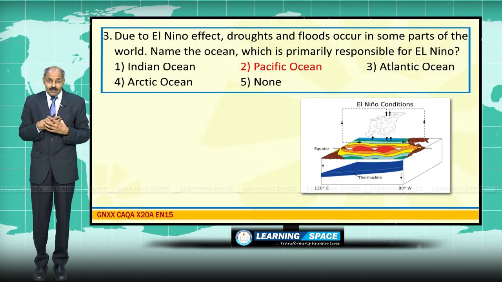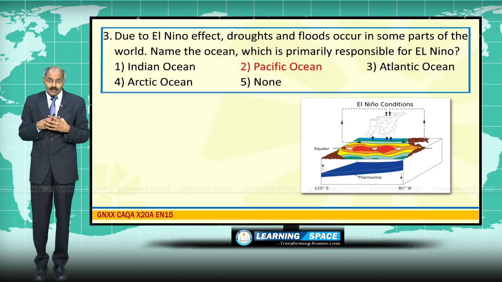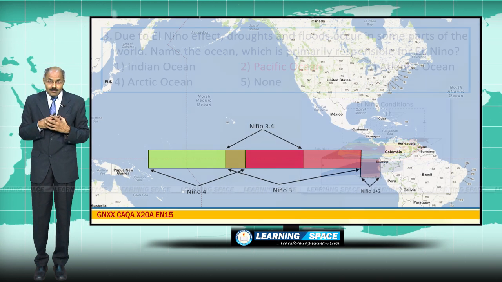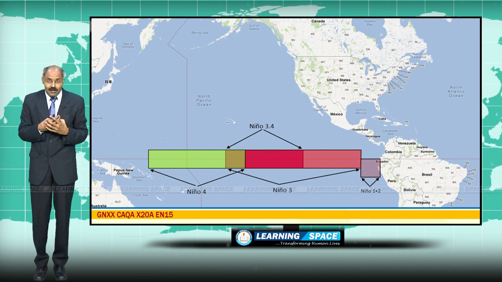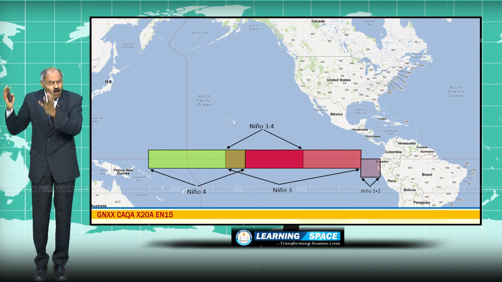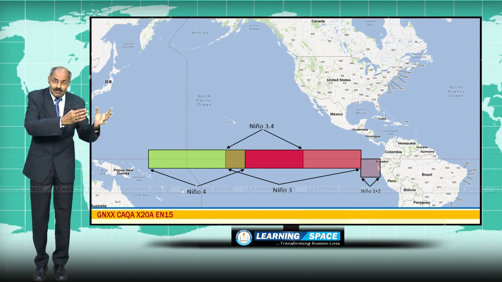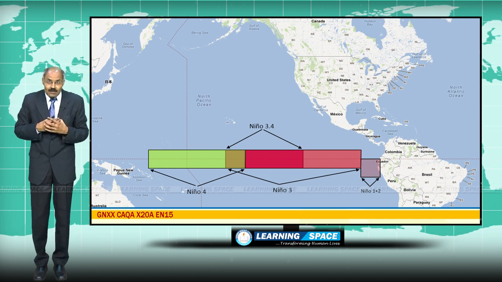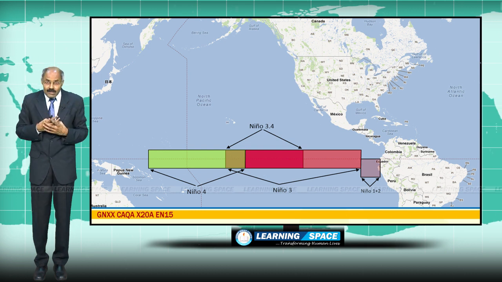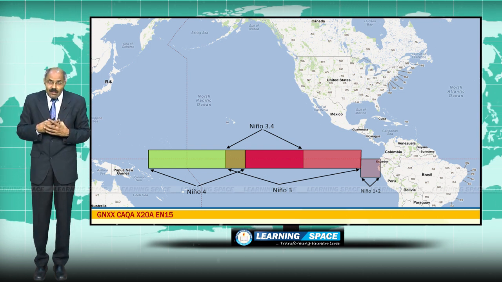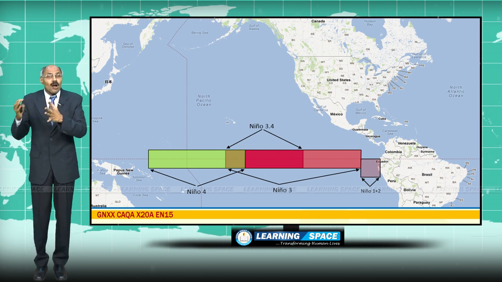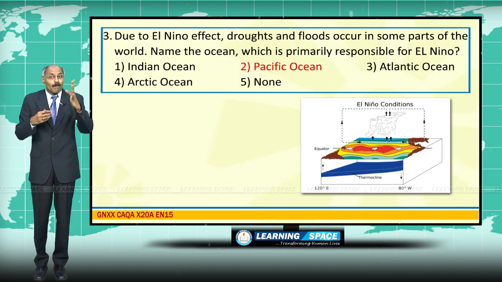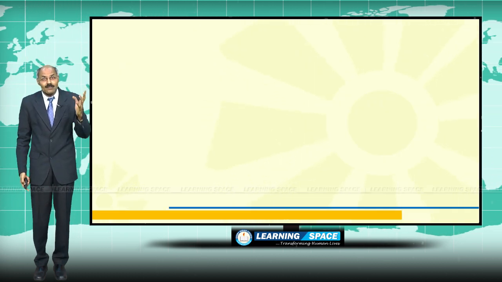In the Pacific Ocean, what happens? The temperatures towards the western coast of South America will be warmer than the waters nearer to Australia. That means there will be differential heating in the waters because of trade winds. The waters towards South America will be warmer, because of which drought and floods occur in different parts of the world, and the ocean primarily responsible for El Nino is Pacific Ocean. Right friends, look into the next issue.